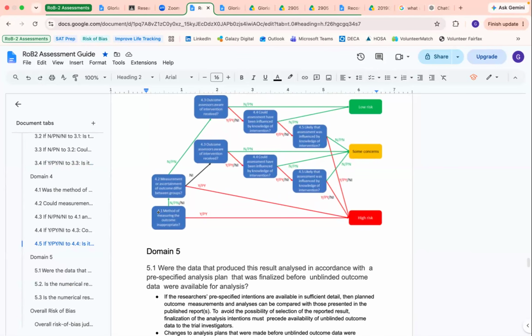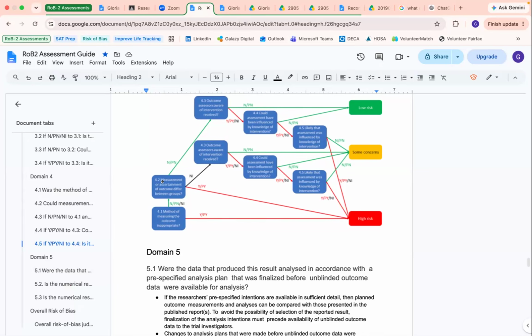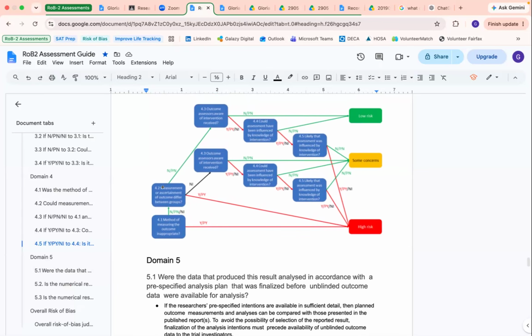Okay, so for 4.1, we answered, I think we answered no, right? For it, we concluded that it would probably be an appropriate measure. And then for 4.2, we also said probably no. And then for 4.3, we said yes, the outcome assessor was aware of the intervention.